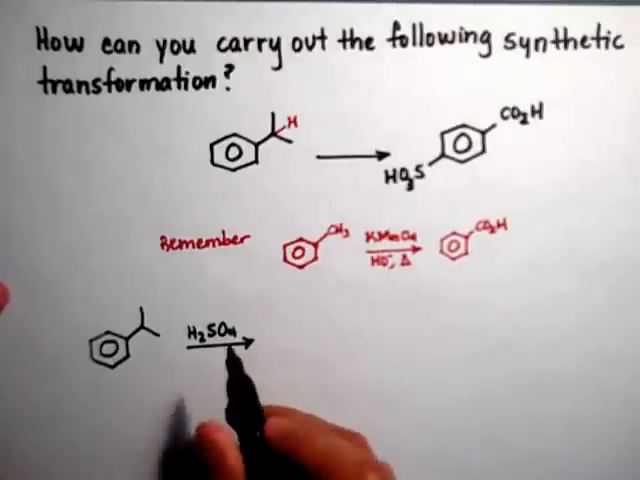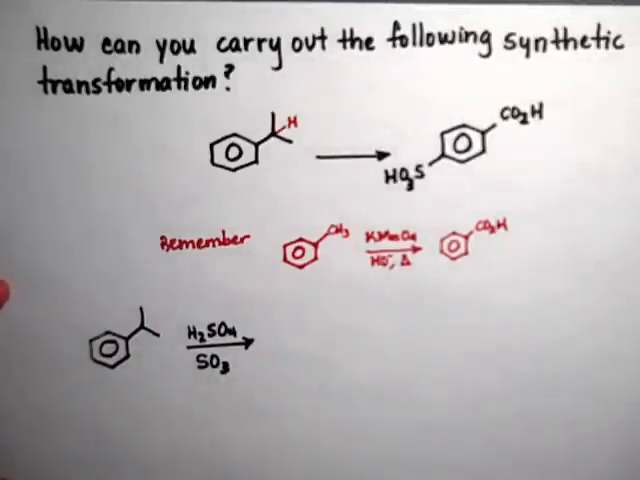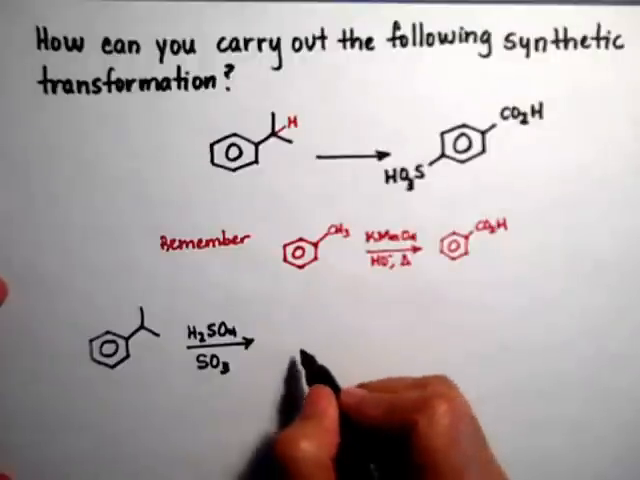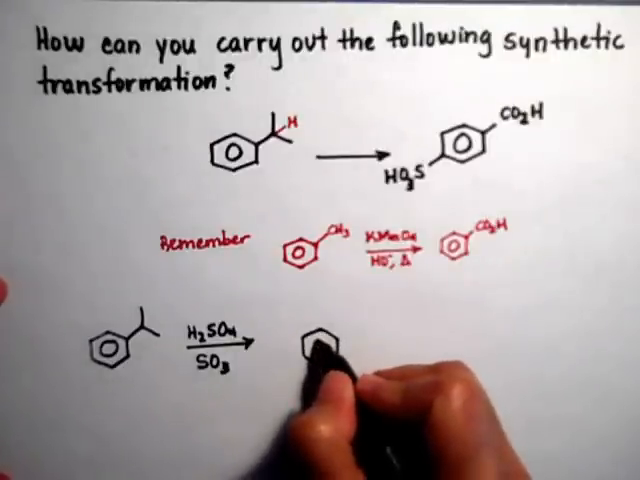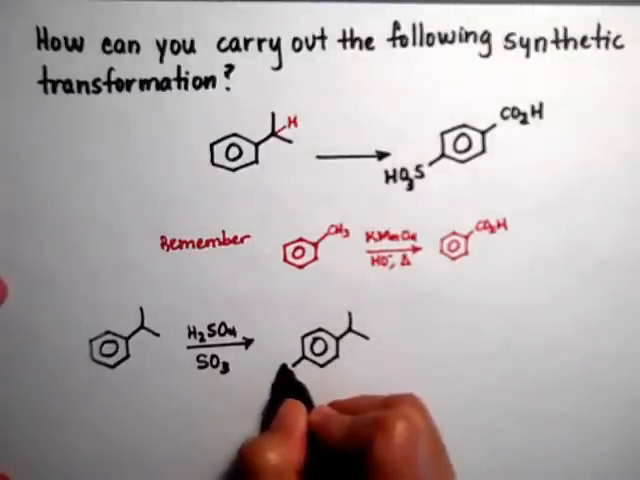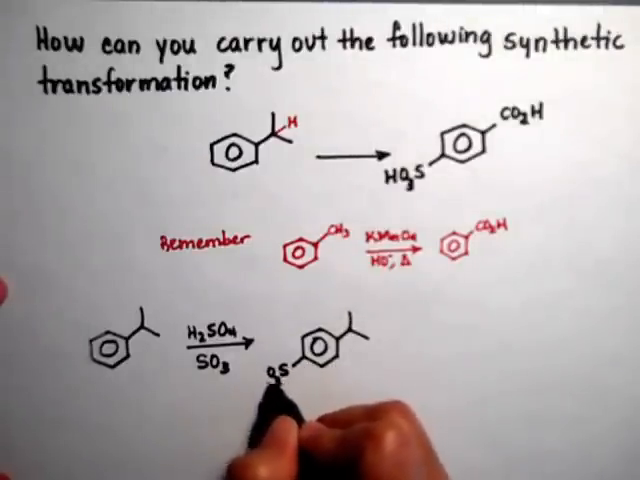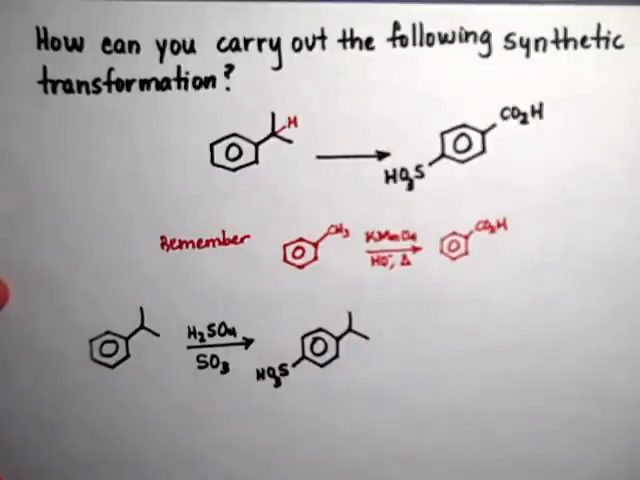Now I need sulfuric acid, and I need sulfur trioxide. Sulfur trioxide is the actual electrophile, and since they're both bulky groups, the isopropyl and the sulfonic acid are going to end up para to each other. So this is going to be the major product of the reaction.